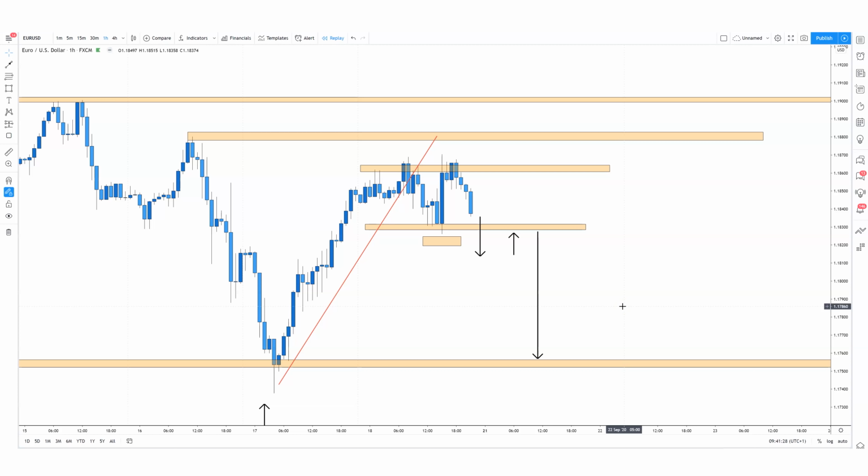Now, again, this is not a signal. This is just my own opinion. And to some of you, this may not even make sense. But this is how I see the markets, and this is how I prefer to go about trading it.